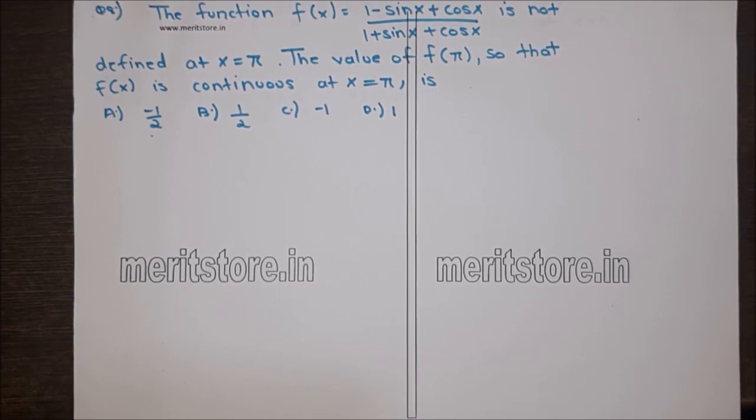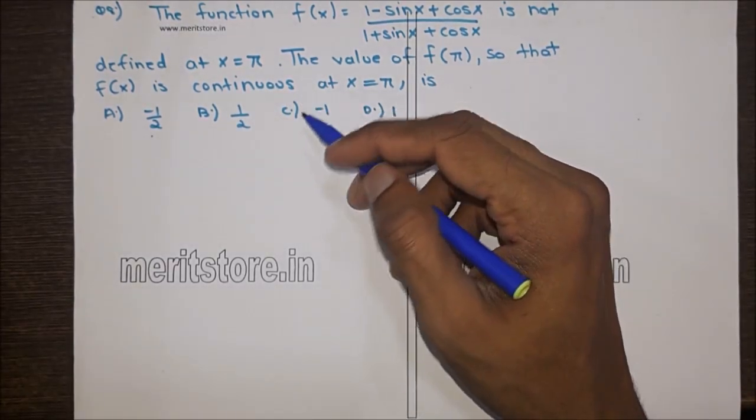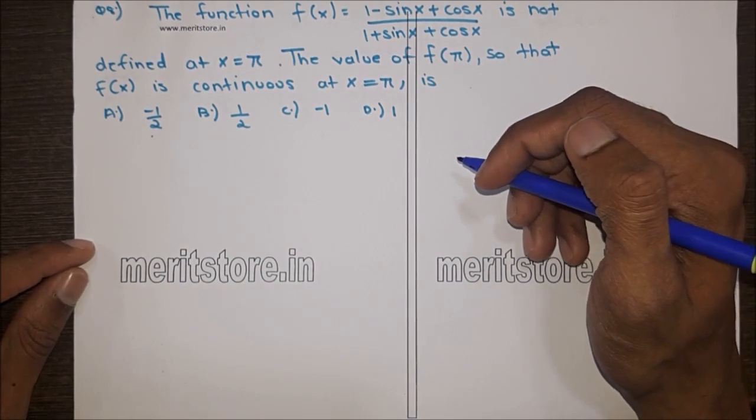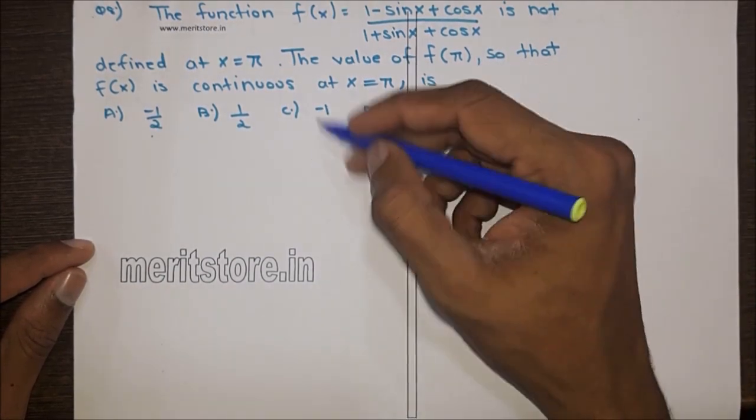Question 8. The function f(x) = (1 - sin x + cos x)/(1 + sin x + cos x) is not defined at x = π. The value of f(π) so that f(x) is continuous at x = π is given. We have given 4 options.